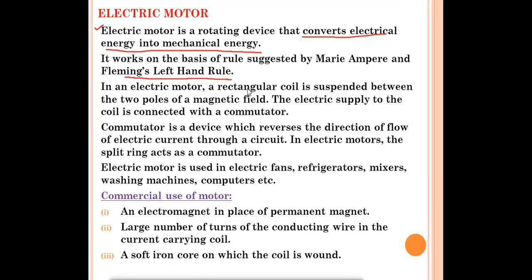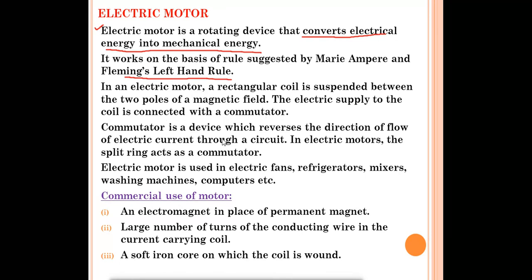In an electric motor, a rectangular coil is suspended between the two poles of the magnetic field. So how is it made? Two poles of a magnet are there, the north pole and the south pole. In between, a rectangular coil is present between the two poles of the magnet. The electric supply to the coil is connected with a commutator. Then how will the electric supply be provided to the coil? By connecting it with a commutator.